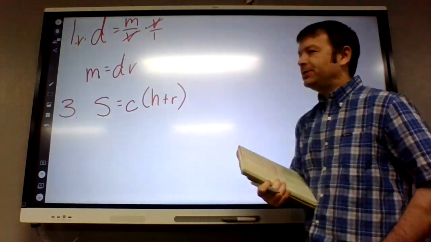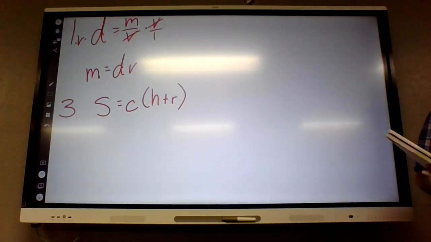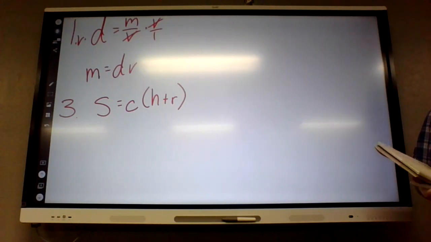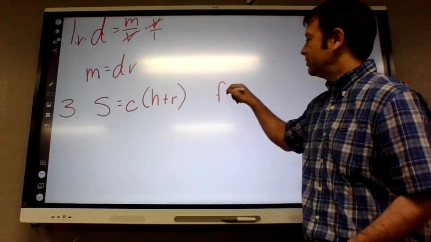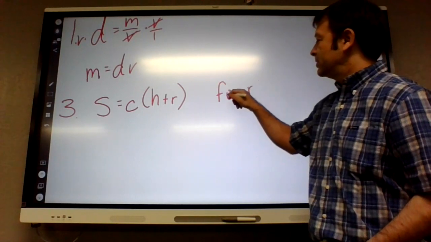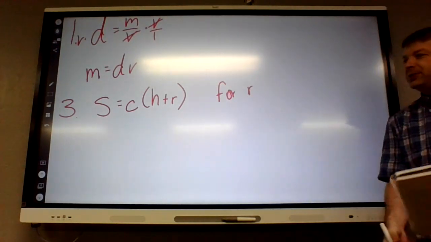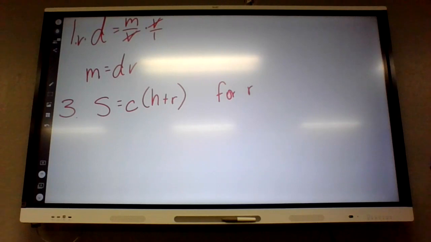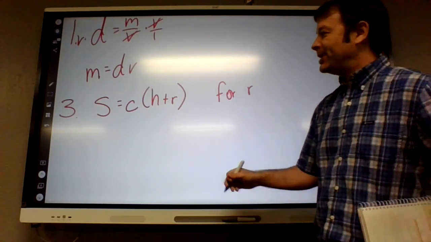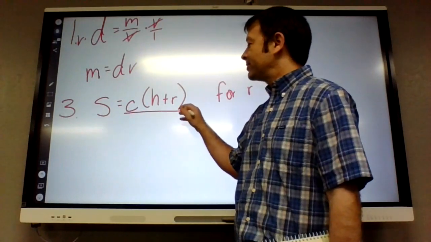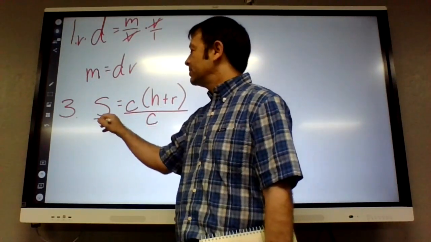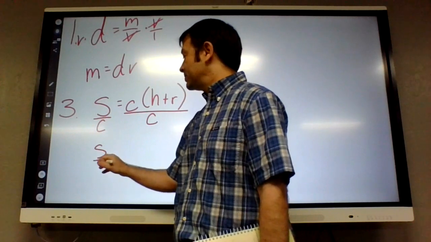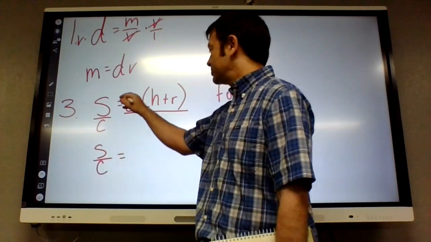Now, this one's kind of tricky. Linux, what do you think we should do? We're supposed to solve for R on this one. Linux, what do you think maybe we should do first to get R by itself? Exactly right. Since the whole right side is multiplied by C, you want to get rid of it first by dividing by C. And I definitely recommend the division bar symbol. So that just goes away.